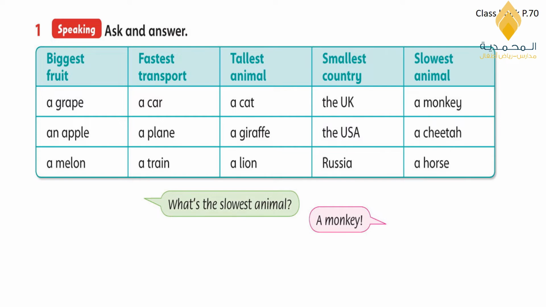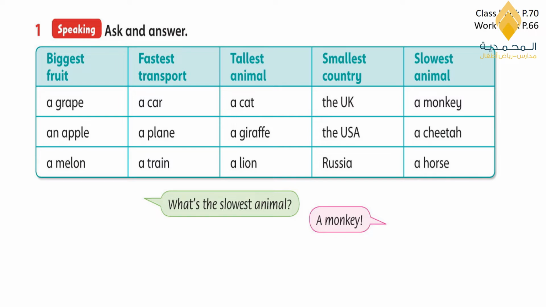We will start with speaking, class book page 70 and workbook page 66. We have here a table with 5 headlines: biggest fruit, fastest transport, tallest animal, smallest country, and slowest animal. You can see that under each headline there are 3 choices. Let's see the example. What's the slowest animal? A monkey. So you have to ask and answer depending on the table.